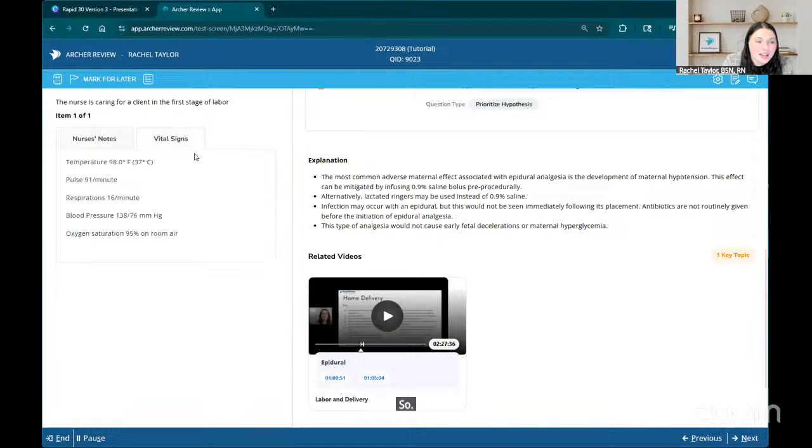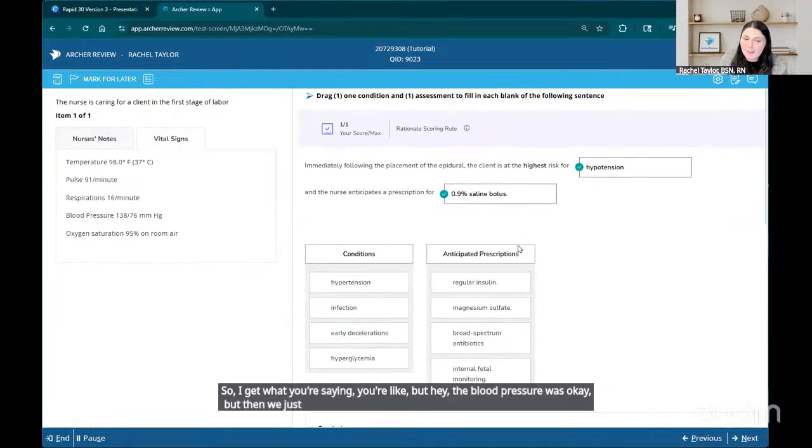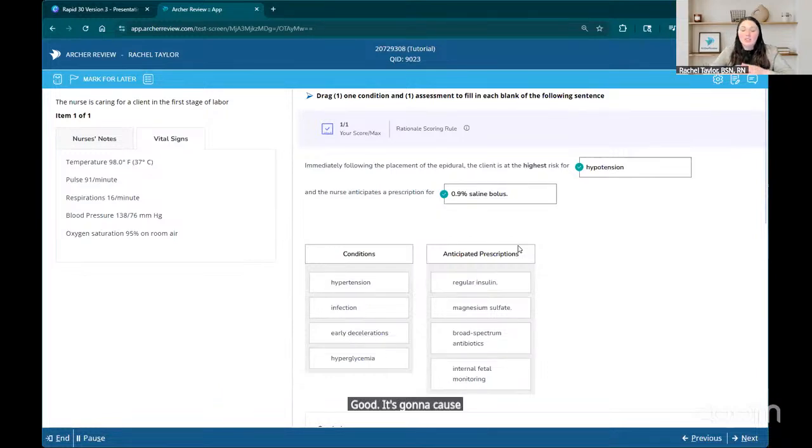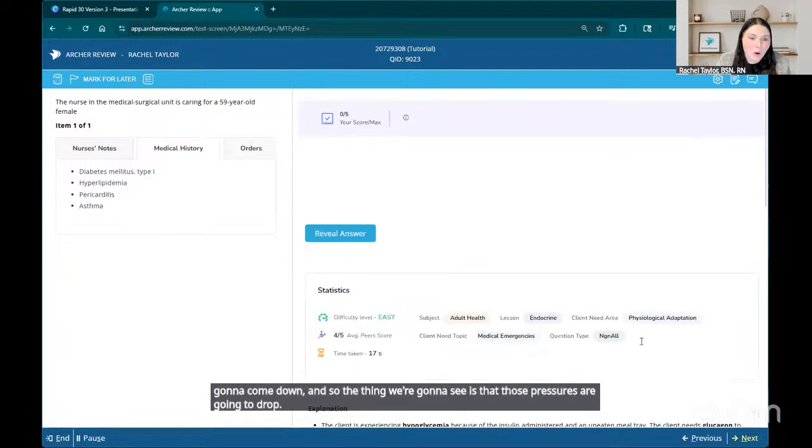So I get what you're saying. You're like, but hey, the blood pressure was okay. But then we just placed that epidural, and now what they're at highest risk for? Good. It's going to cause vasodilation. So as we dilate out, our pressures are going to come down. And so the thing we're going to see is that those pressures are going to drop. Very great question. Good job.